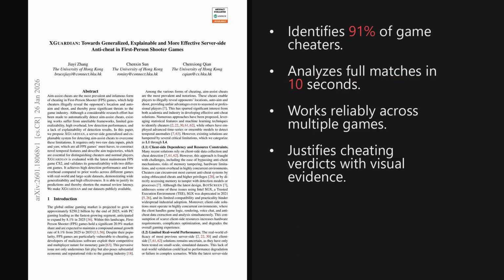I'm Alex. Today we're looking at a paper trending on X, published on January 26, 2026, about 5 days ago. It introduces a generalized server-side anti-cheat system that achieves nearly 91% recall while maintaining a false positive rate of just 4%. The paper is titled XGuardian, Towards Explainable and Generalized AI Anti-Cheat on FPS Games. And as we'll see later, the system isn't just accurate. It processes match replays thousands of times faster than previous methods.